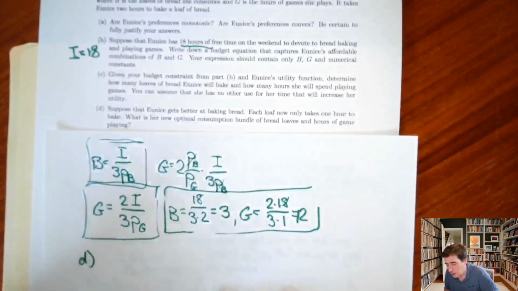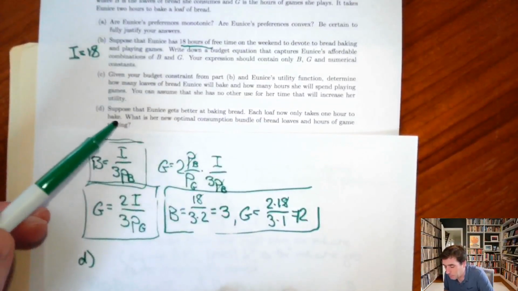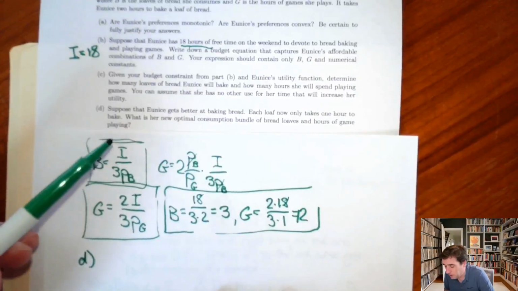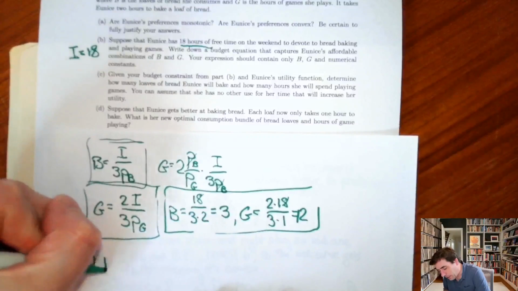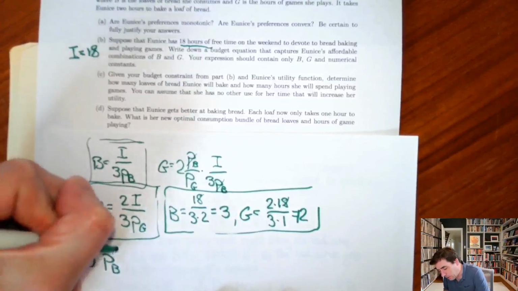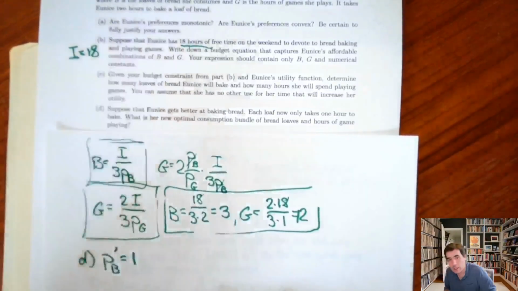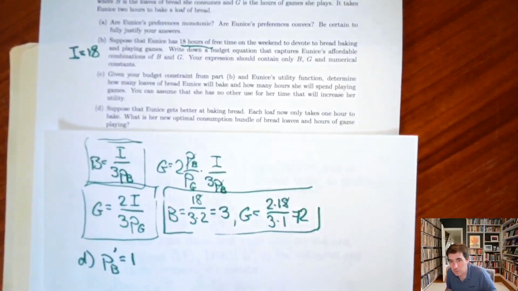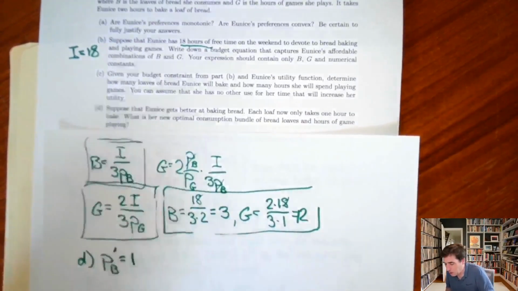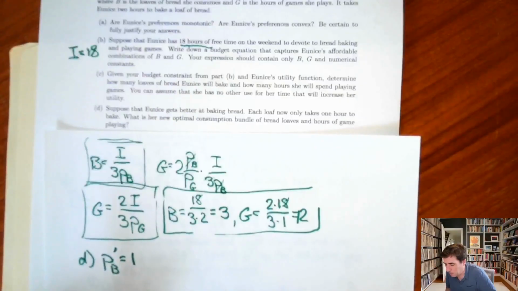Part D says Eunice now gets better at baking bread. Each loaf now only takes 1 hour to bake. So right away, I now know that the new price of bread is going to be 1 hour. I'm just writing that down to keep track of that new piece of information. What is her new optimal consumption bundle of bread loaves and hours of games?